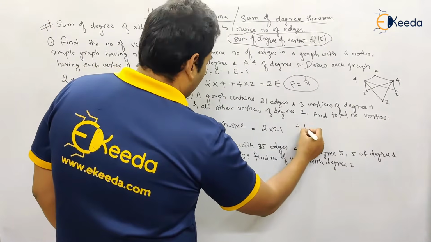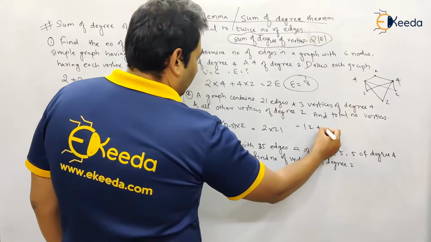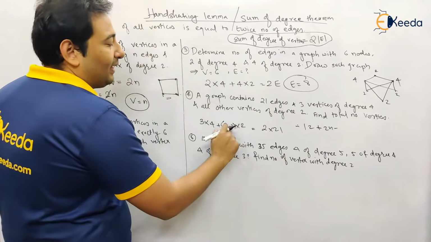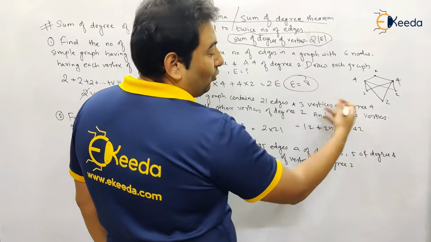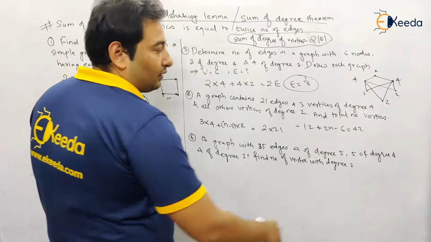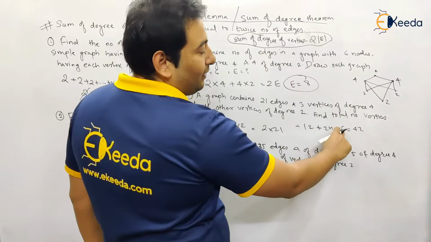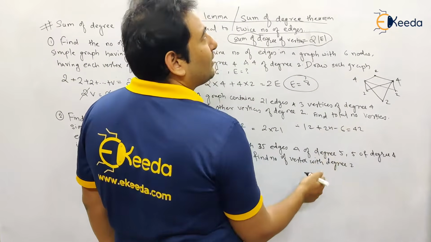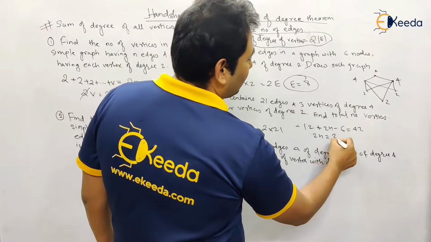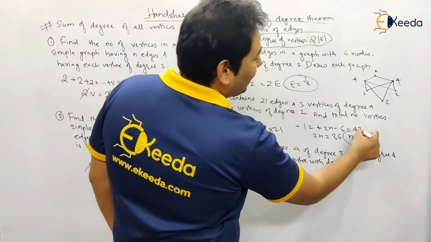So let's do it. So this is 12 plus 2(n minus 3), open the bracket, equal to 42. So 12 will go to that side, will become 30. 42 minus 12 is 30. Minus 6 will go to that side, will become plus 36. 2n is equal to 36. n is equal to 18 is the required solution.